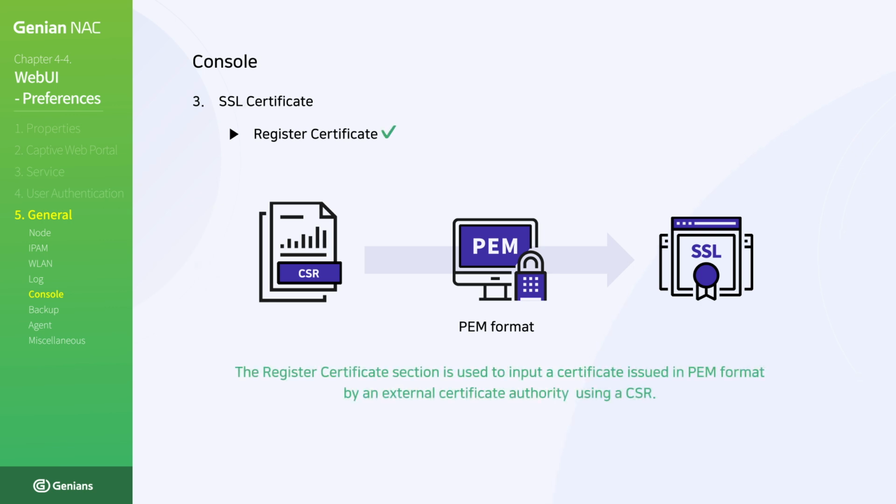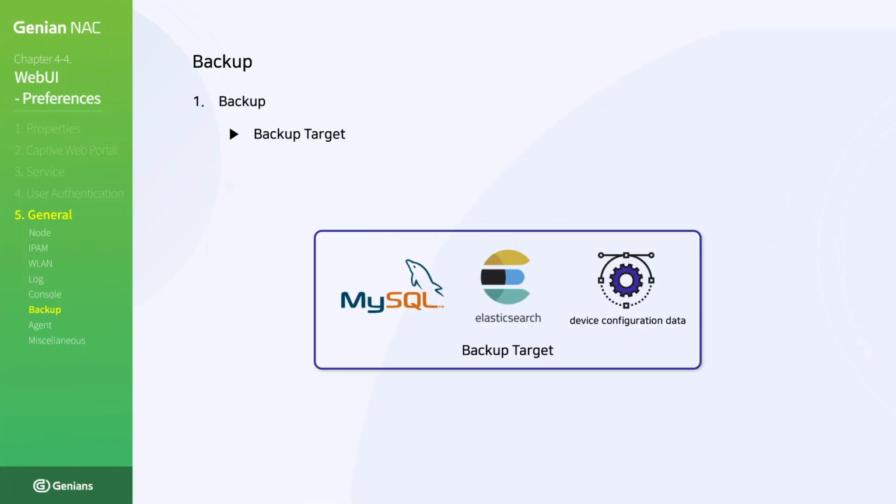Country code. Input the 2-letter country code. Organization name. Specify the company or organization name to be displayed on the certificate. Email address. Provide the email address to be used as the contact information. Once the required details are entered, proceed with generating the CSR.